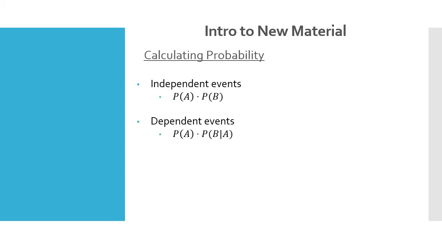When you calculate probability of independent events, you find the probability of the first, and then you multiply it by the probability of the second. However, if you have dependent events, you need to find the probability of the first, and then multiply it by the probability of the second given, this little symbol means given, the first event. So the probability of the second event given the first event. That's if the 2 events are dependent.